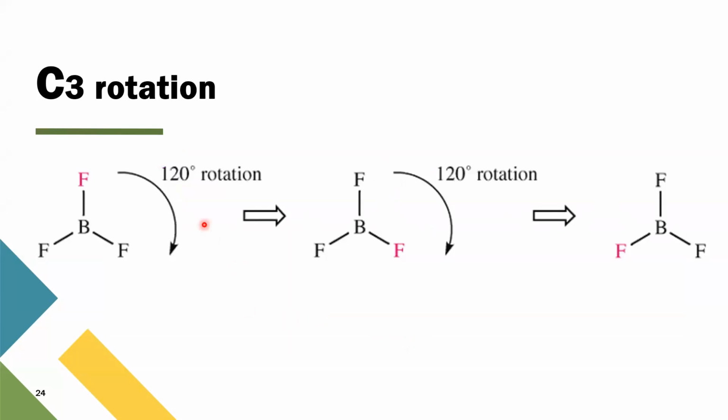Then we'll take C3 rotation, right? Now look at this BF3 molecule. Here this F is in a different color. So you do the same thing. BF3, what is the geometry?